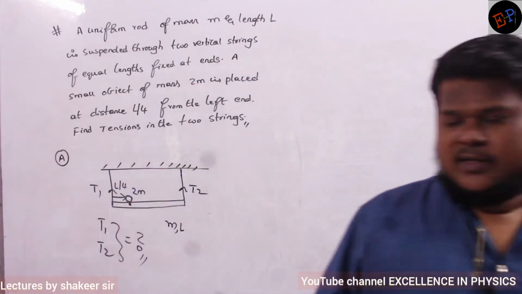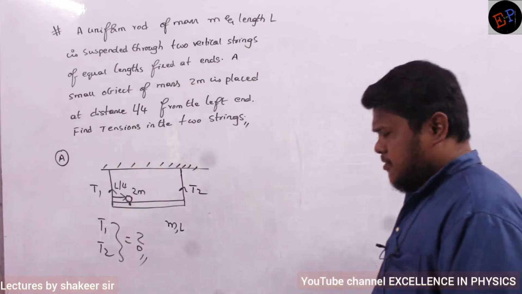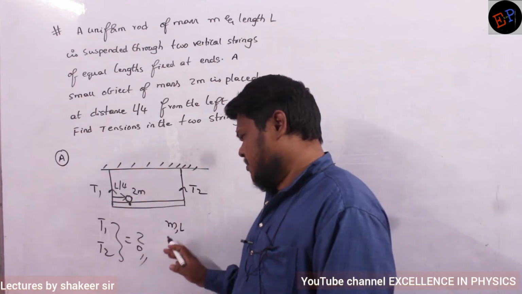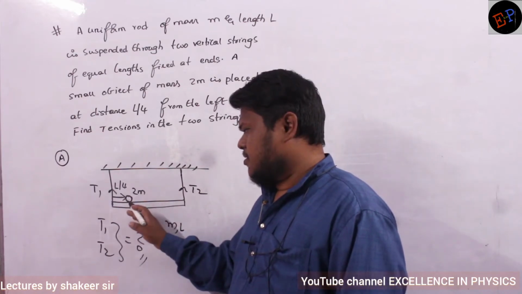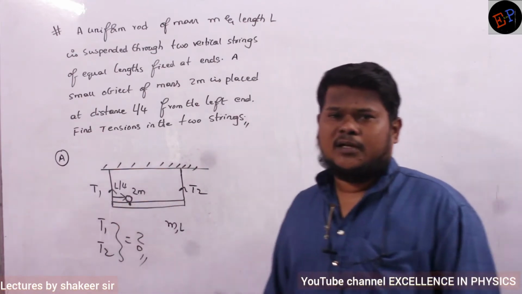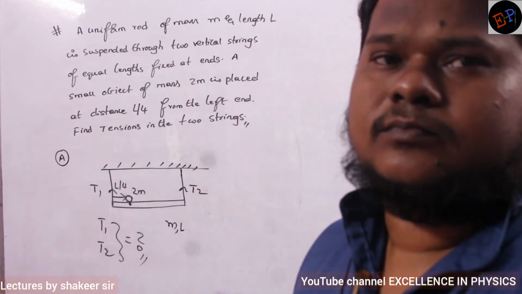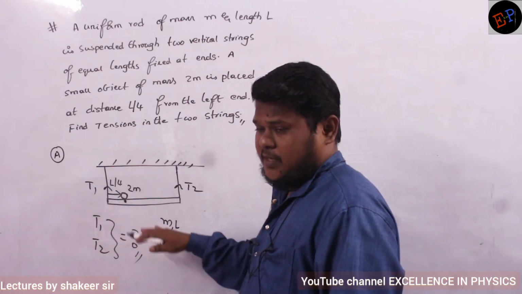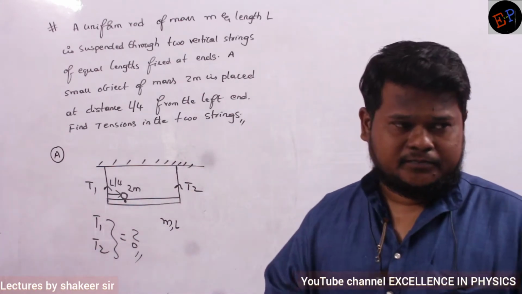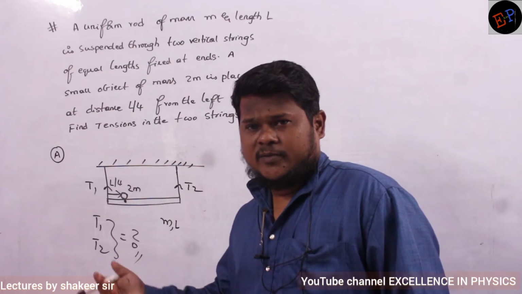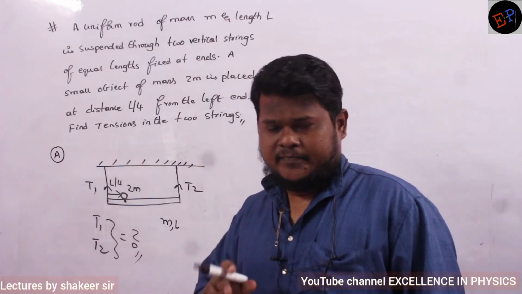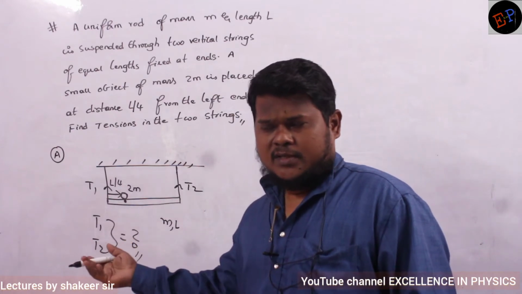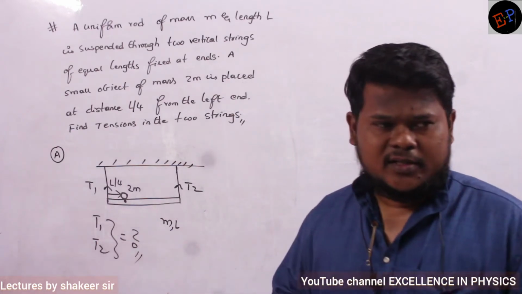Understood my question? Now can you say how I can do this calculation? Rod suspended by two strings, mass of the rod is m, and there is a mass of 2m at a distance of L by 4. See, first of all, this total rod is in translational equilibrium. Is net force acting on the rod? Rod is in rest position. Rest position means net force acting on the rod is 0.